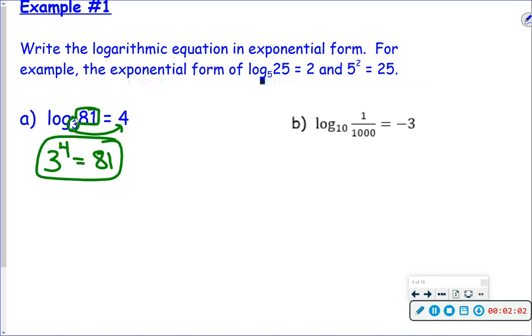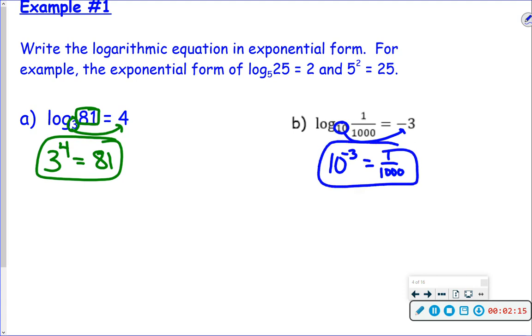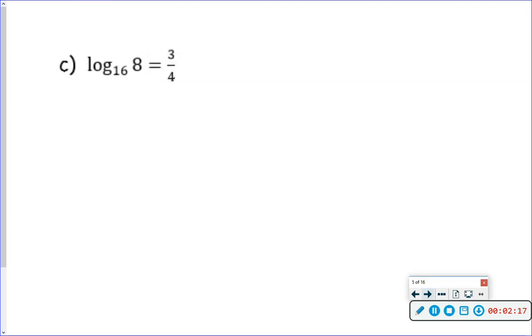All right, B. Same thing. I'm going to start with the base, 10, raised to the opposite side equals my argument, the expression after the log. And yes, that is a true equation. So you can always check if everything's arranged right. You should always have a true equation. Starting with the base, raised to the opposite side equals our argument.